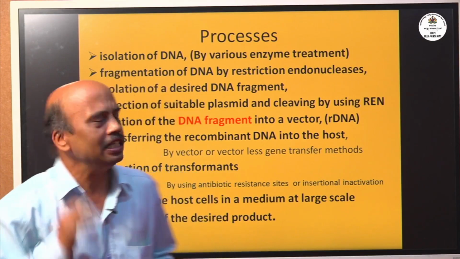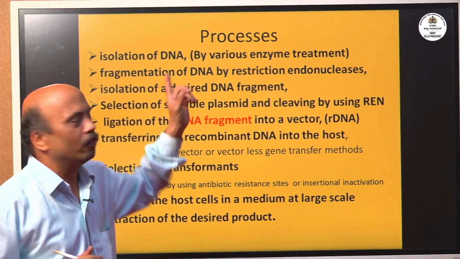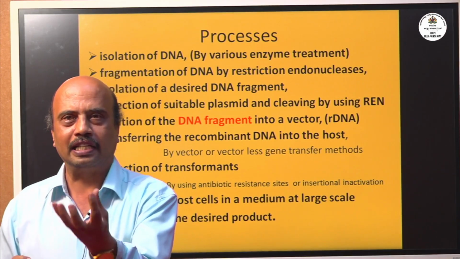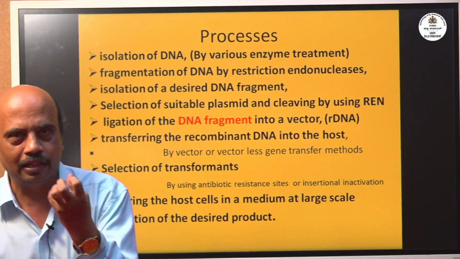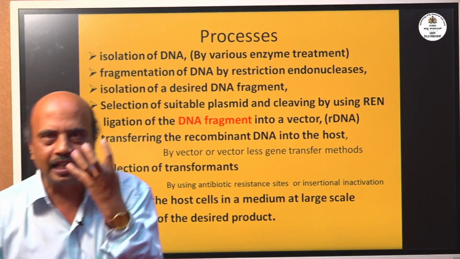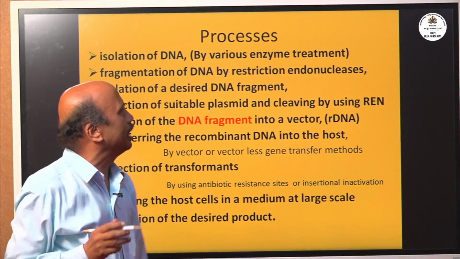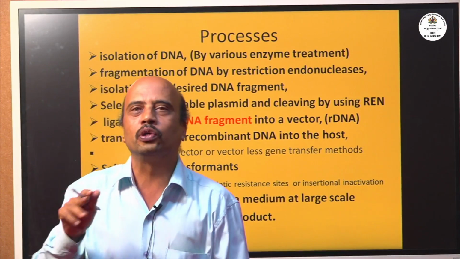Okay, that is the isolation of DNA. Then pure DNA comes in a chilled ethanol. That is precipitated in chilled ethanol. The next step is fragmentation of DNA by restriction endonuclease.